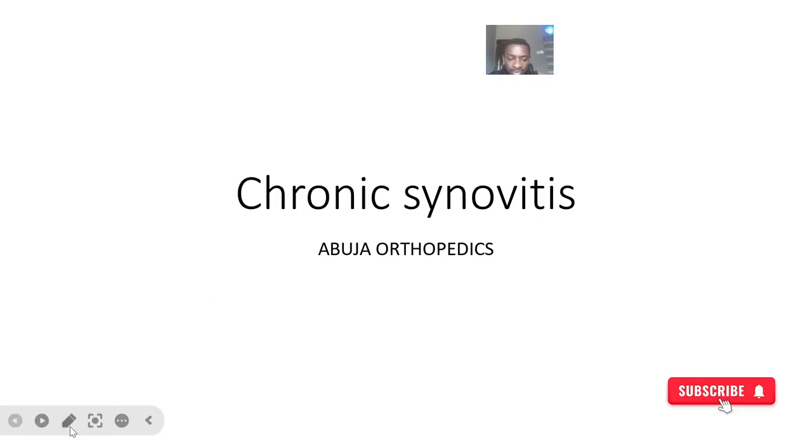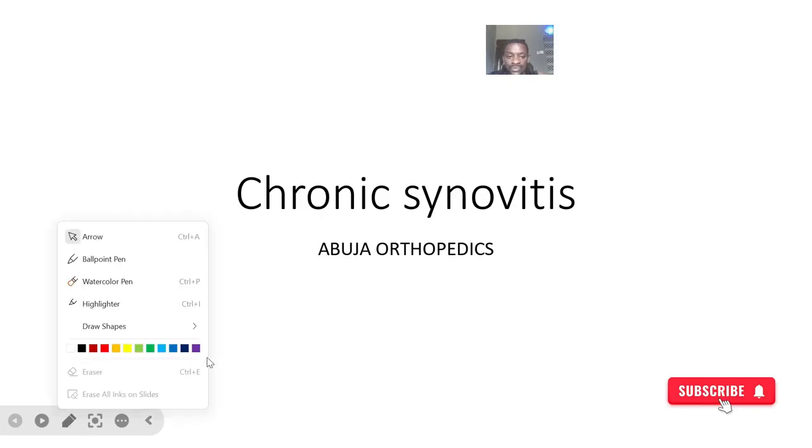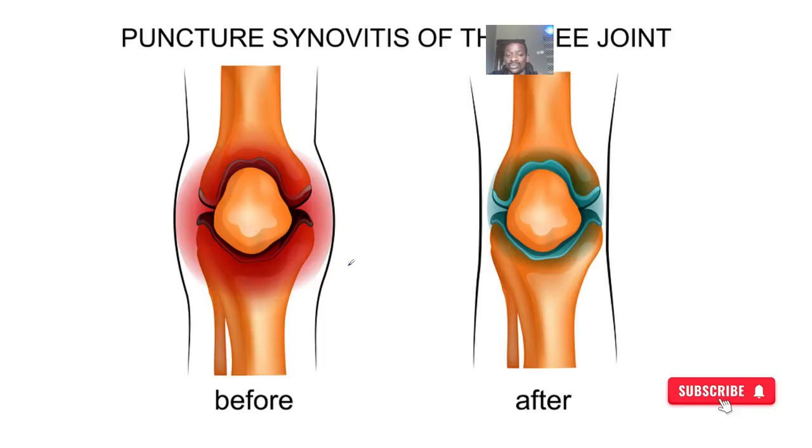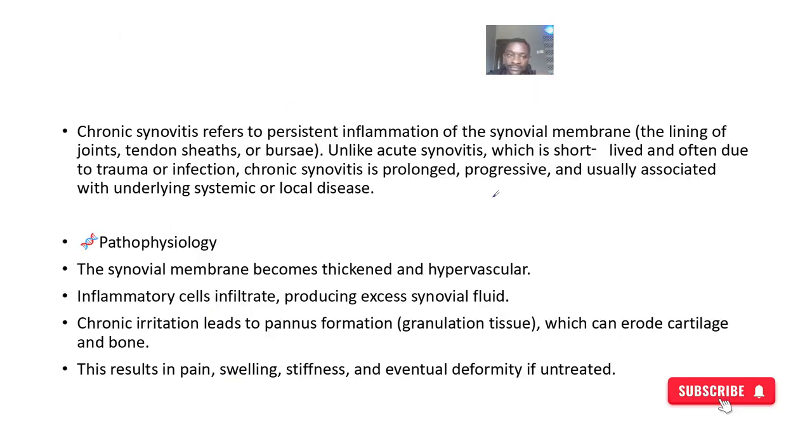So synovitis is inflammation of the synovium, which is the lining around the joint that helps to make everything smooth around it. This synovium could actually get inflamed, and this inflammation is not an ordinary one, it's a chronic one. So it's an inflammation that has been there for a very long time. It just refers to persistent inflammation of the synovial membrane, which is the lining of joints, tendon sheaths, and bursae. So unlike acute synovitis, the chronic one has been there for a very long time.